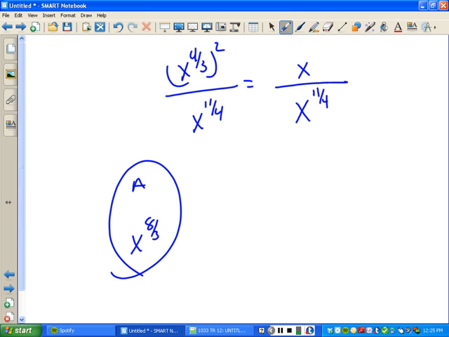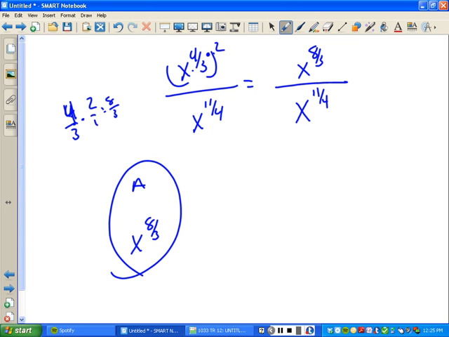Now, why is that? Because you're multiplying it. It's an exponent being raised to an exponent. Those have to multiply. 4/3 times 2 over 1. 4 times 2 is 8. 3 times 1 is 3. It's 8/3. Now, what do you do when you have exponents over exponents?